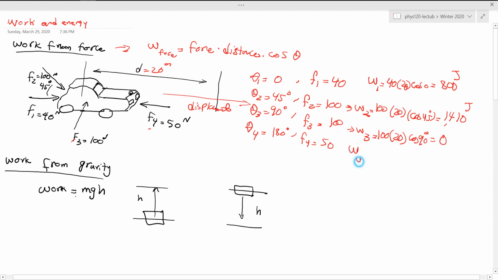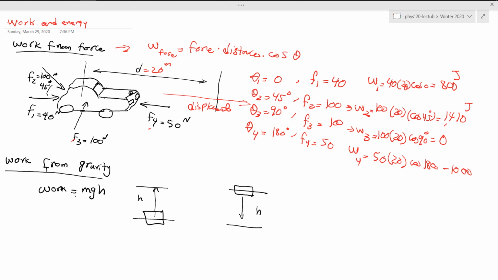Then W4 is equal to 50, distance is 20, cosine 180, which will make a negative work of minus 1000. So if you add all this stuff together, you will actually find the net work done by these four forces. But I'm not intending to do that, but that's how you can do that.